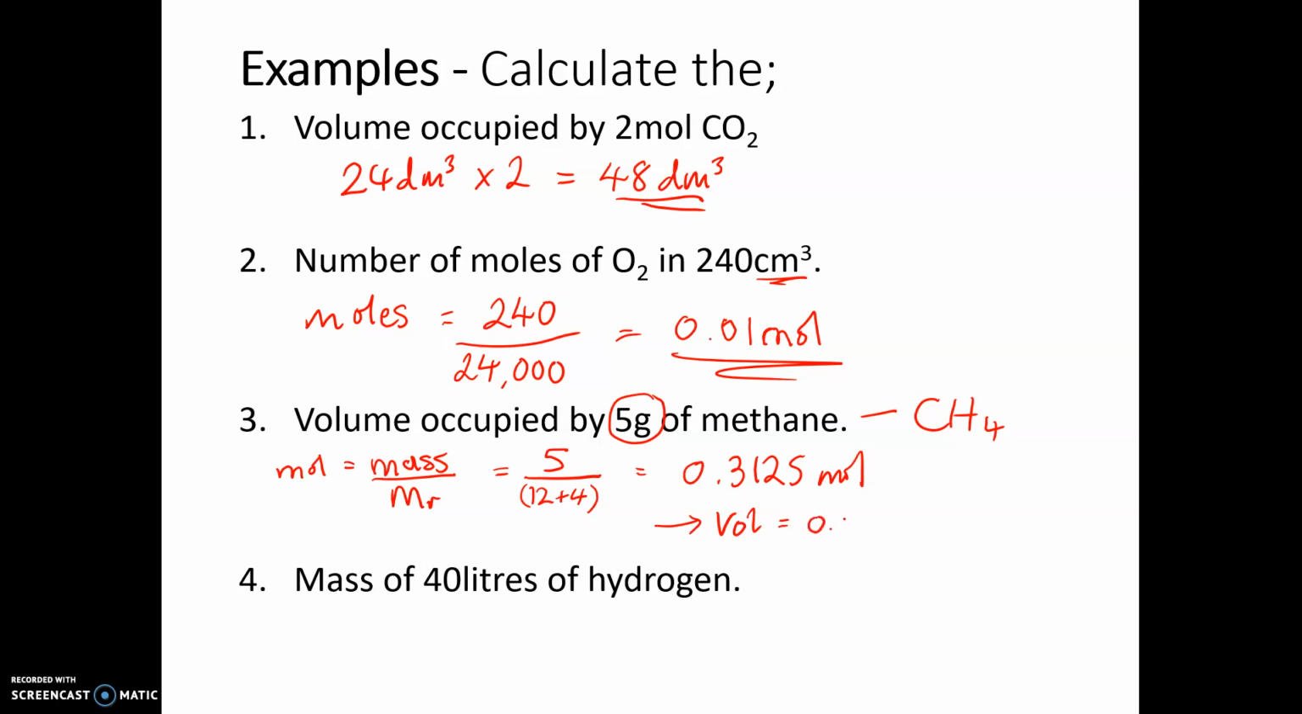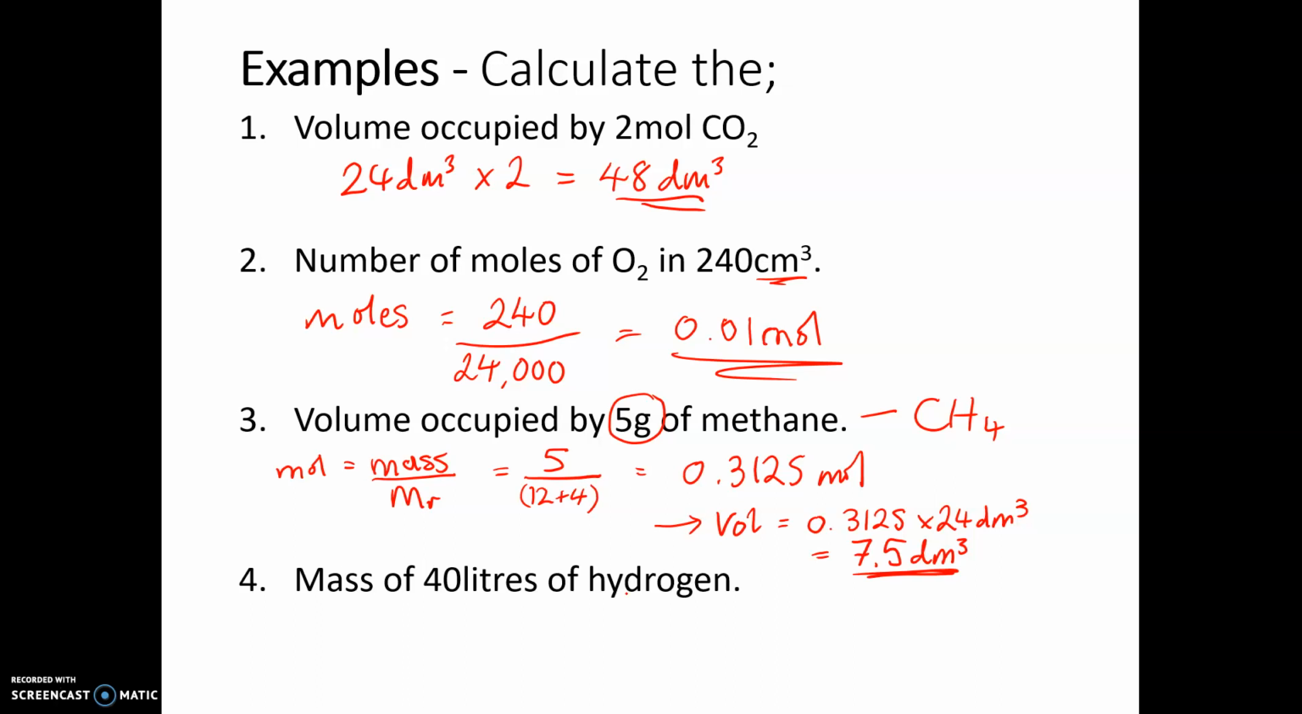and then the volume is going to be equal to the number of moles times the molar volume, so 0.3125 multiplied by 24 dm cubed, which gives us 7.5 decimeters cubed. And lastly, the mass of 40 litres of hydrogen.